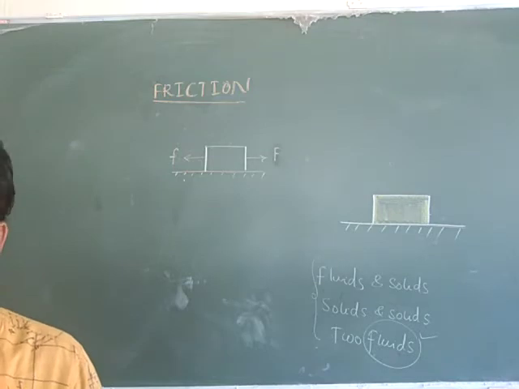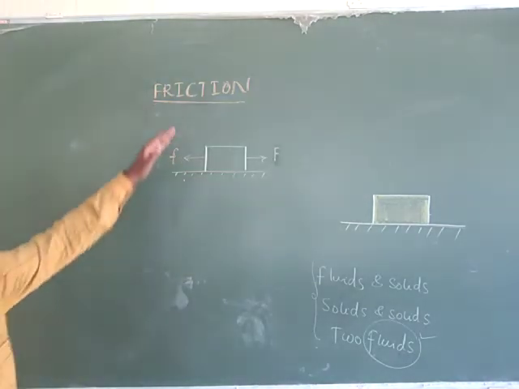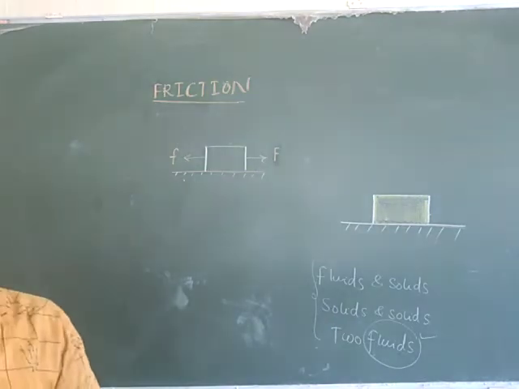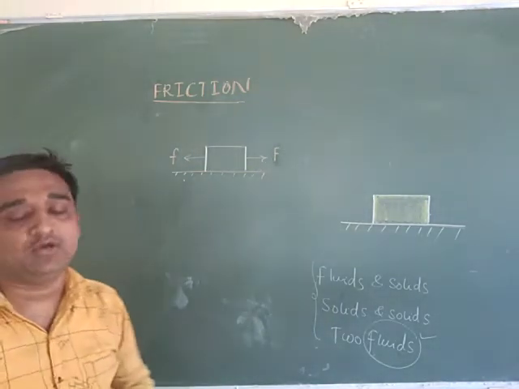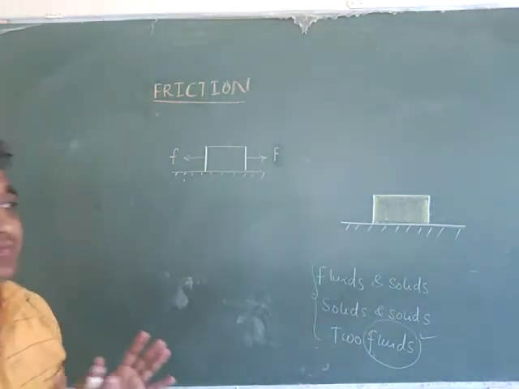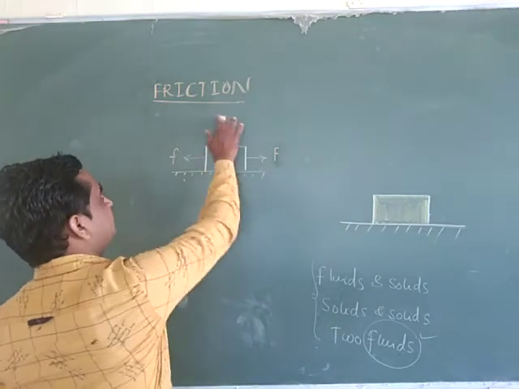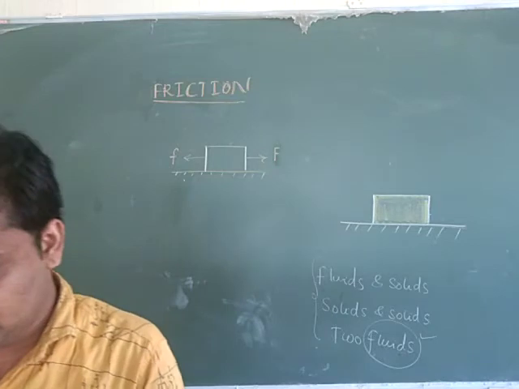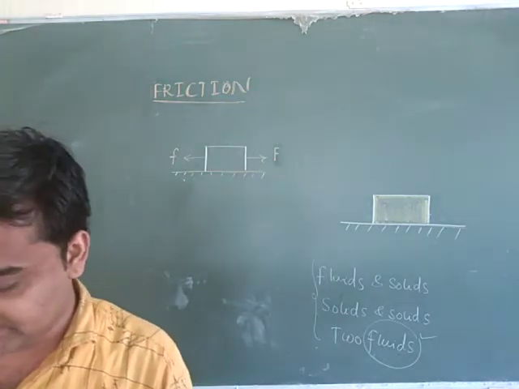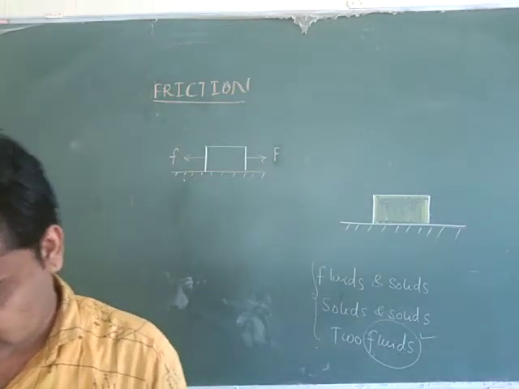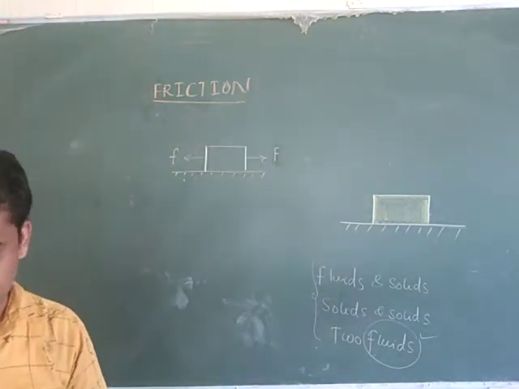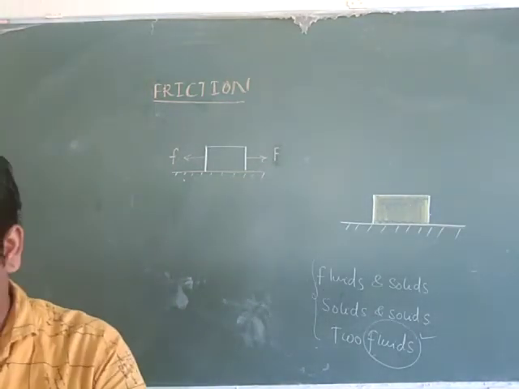Friction is nothing but what here? It is a contact force which opposes the motion of one body on the surface of another body. That is called friction, right? Now in this class I am going to explain in detail about friction, that is the frictional force, and what types of frictional force we have to discuss, right?